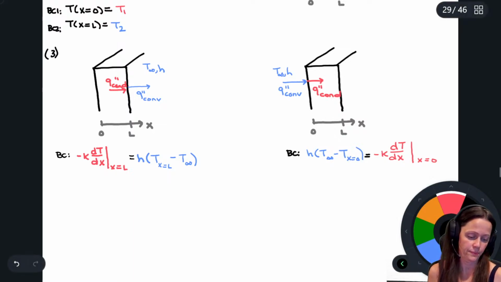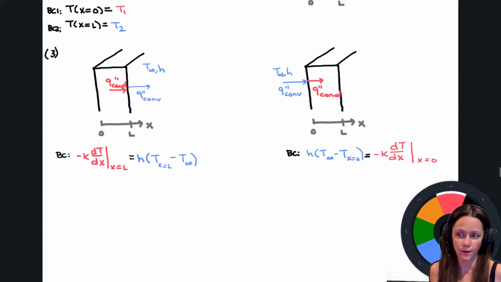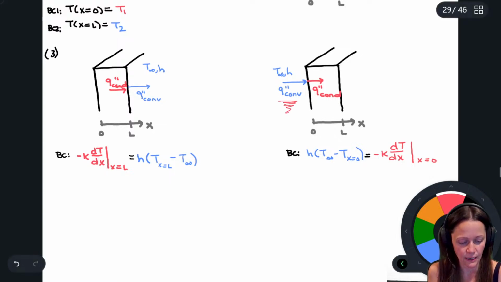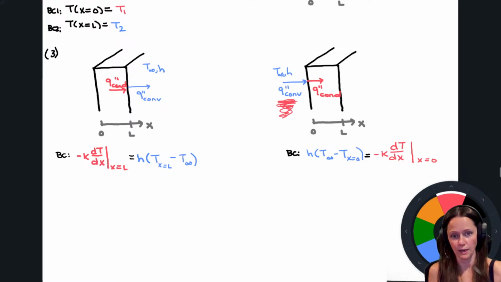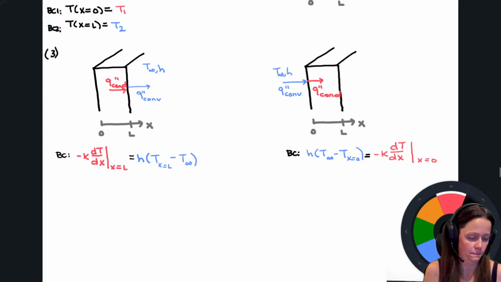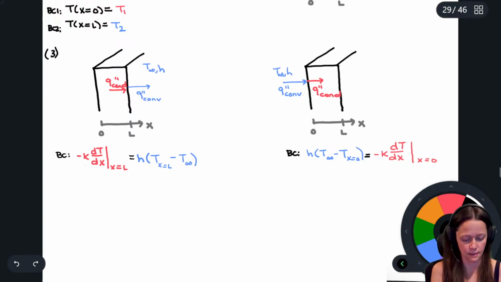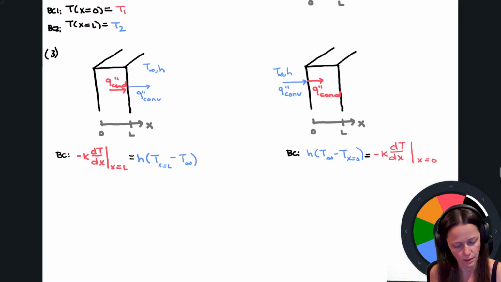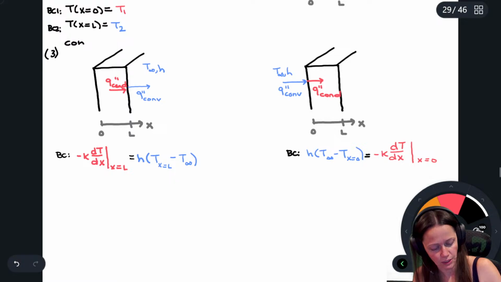Sorry about that. So when you draw your arrows, as long as you're consistent, especially with Newton's law, the math is going to tell you if you had your arrow drawn right or not. So if I ended up calculating a negative value for this Q convection, then I know, oh, actually the arrow was supposed to be flipped the other way, and that's okay, right? So just be consistent and the math will tell you what's going on. So both of these are convective boundary conditions.